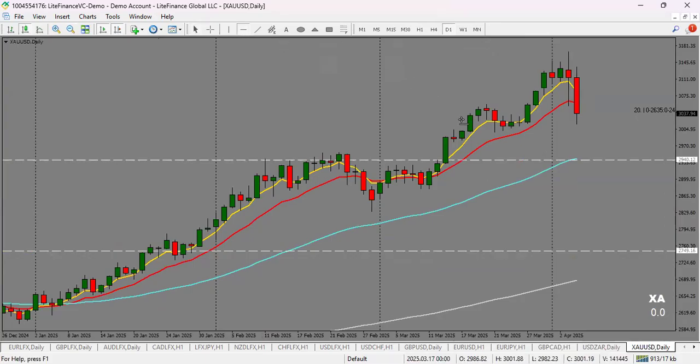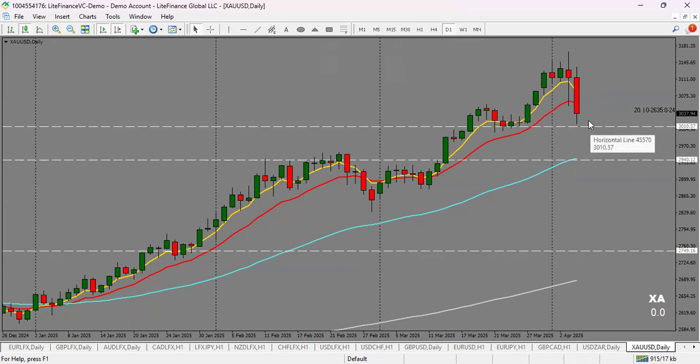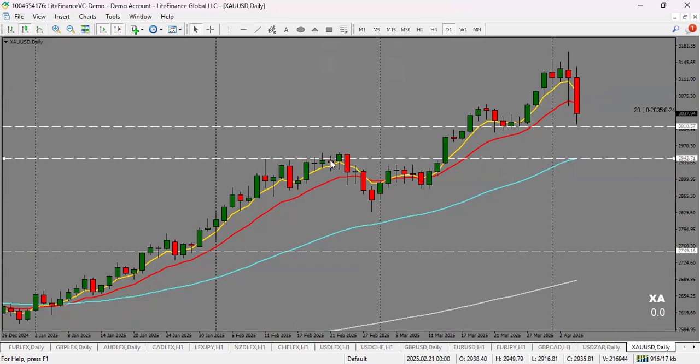So we should be looking at areas where gold might form a support and then continue up. So this is the first zone here, and the second zone is around this point here where we have the 50 MA and we have this area of support here. So we have this support zone and this support zone here. So these are two key areas that we should be looking at for gold to bounce and then continue up.